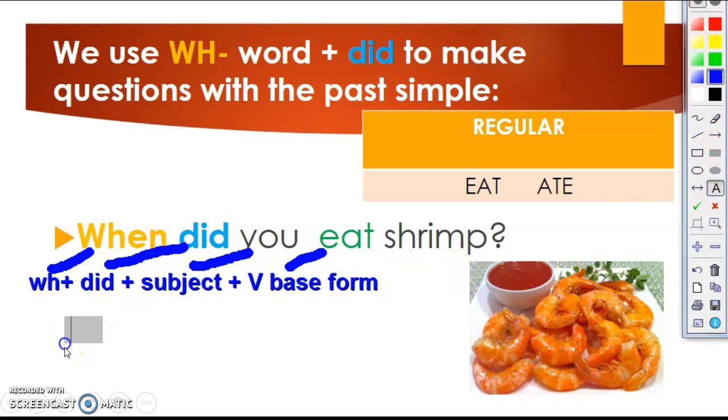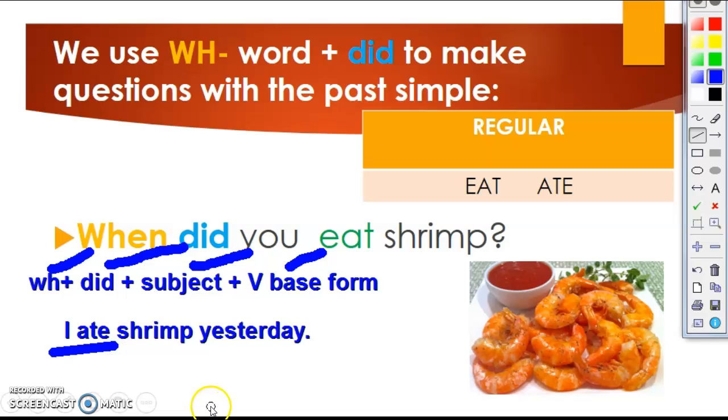The possible answer must be information. For example, I ate shrimp yesterday. We give information in the simple past. This question is in the simple past. Our information is in the simple past too.